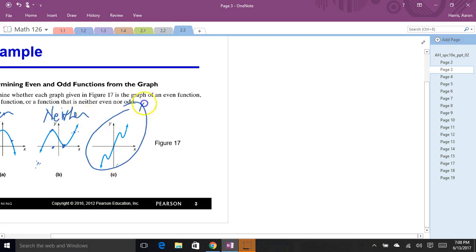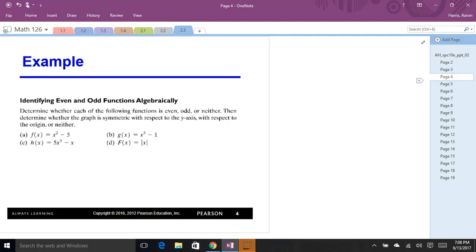Okay, and this one is going to end up being odd. It's reflective about the origin there. You notice the point, what is that? 2, 4, we'll say, and you get the point negative 2, negative 4 right down there. And all those points flip around the origin.